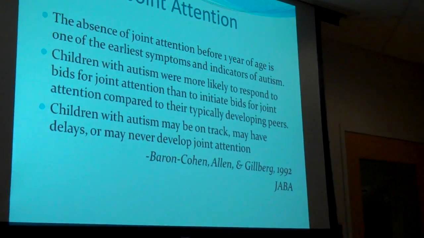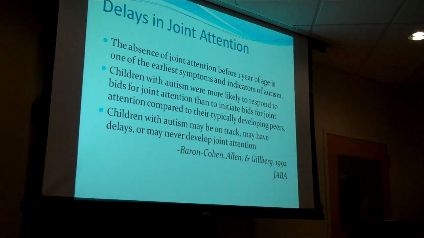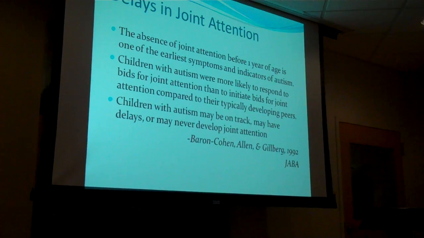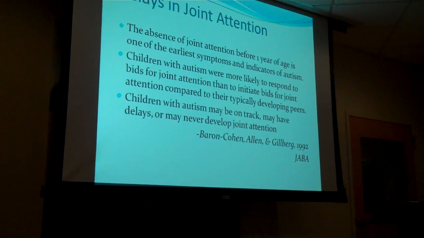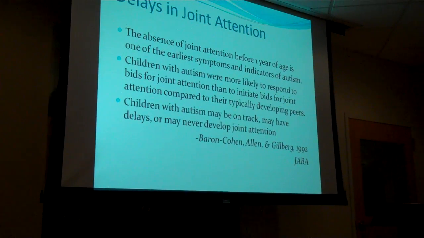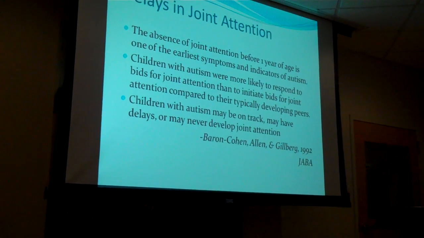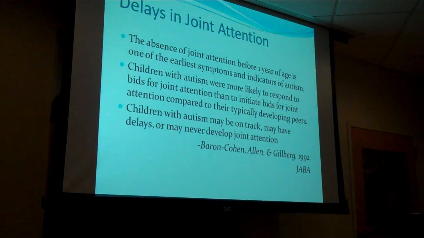So, delays in joint attention. Here's where we start to see a couple of red flags, so be on the lookout. With delays in joint attention, the absence of joint attention before 1 year of age is one of the earliest symptoms and indicators of autism. So the child's not responding to the parent. They're not looking at a favorite object or toy and smiling to show that interest, or even just responding when they see an adult walk into the room.